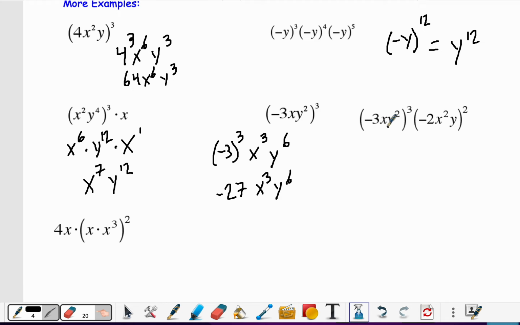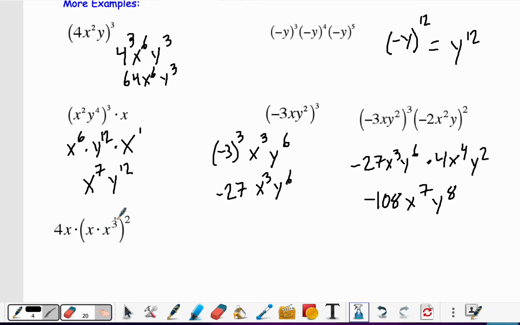Here we got a lot going on. You basically have the same expression right here as we did here. So this is negative 27 x cubed y to the 6th. We just did it. Times negative 2 squared is 4 times x to the 4th times y squared. And then we would simplify all of this. So we're going to multiply our like pieces. So 4 times negative 27 is negative 108. X cubed times x to the 4th is x to the 7th. Y to the 6th times y squared is y to the 8th.